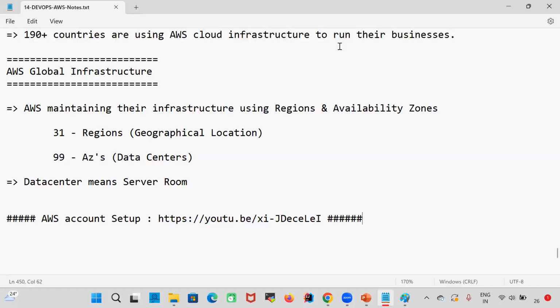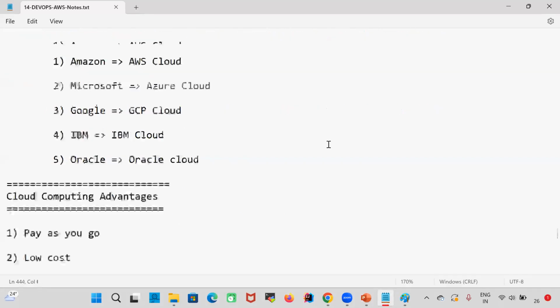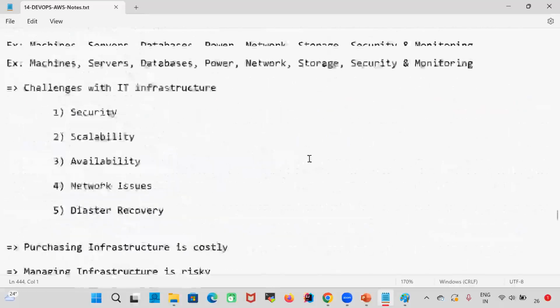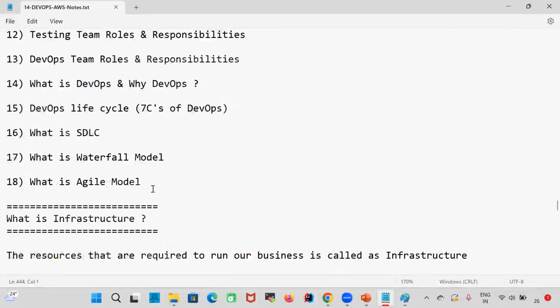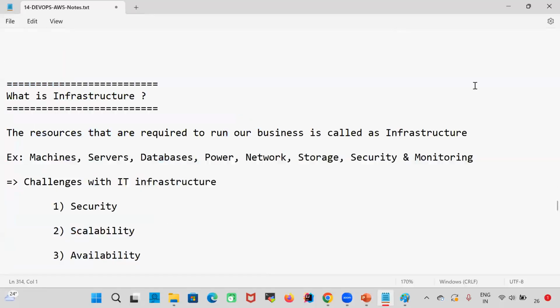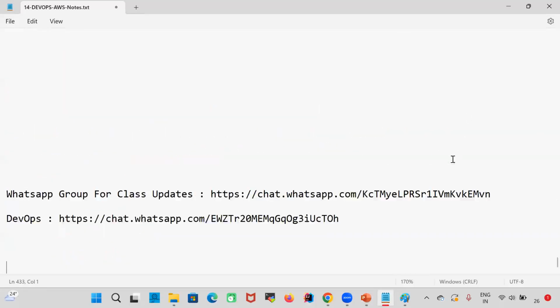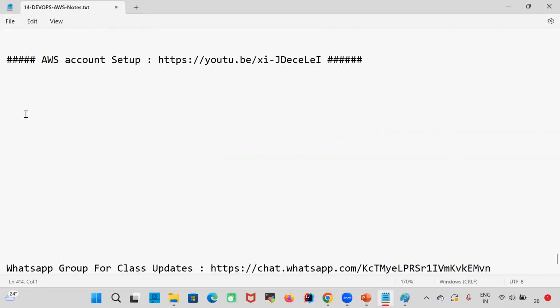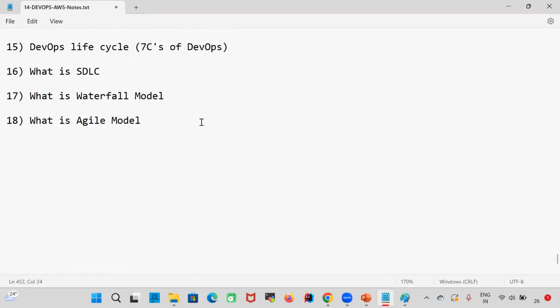Okay, all good. Fine, guys. With this, we are done with our free sessions for DevOps with AWS. Whatever the theoretical part is required, we have covered all the theoretical part. From tomorrow onwards, we need to start the practicals.